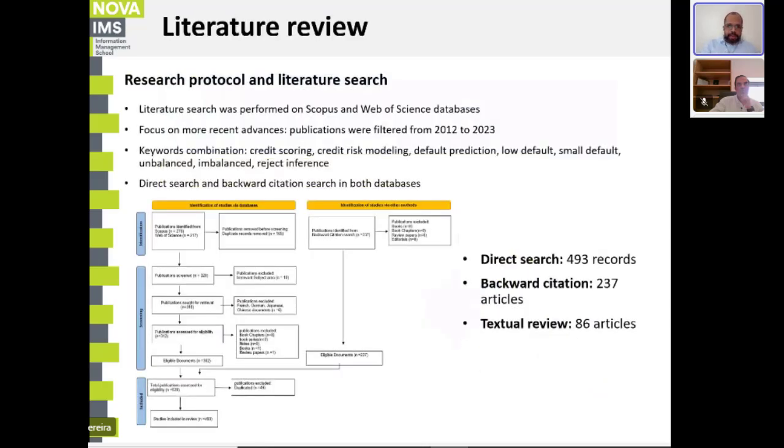So in terms of the literature review, performed in Scopus and Web of Science, I took roughly the latest 10 years of articles to show the most recent advances. The keywords used were related to my topic, so basically everything I wanted to explore. And at the end of the day, I ended up reviewing the text of 86 articles, but my starting point was almost more than 700 articles by direct search and backward citation.